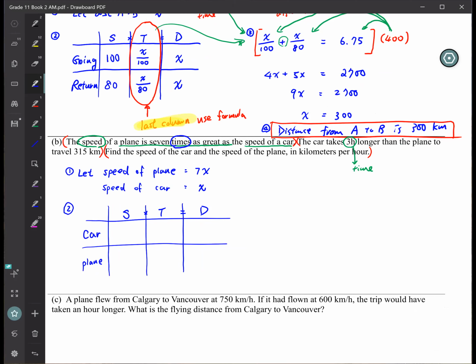For example, the first box here represents the speed of the car. So of course it's something we want to find, so you cannot put a number there. So in that box, you put x. That's from the last statement.